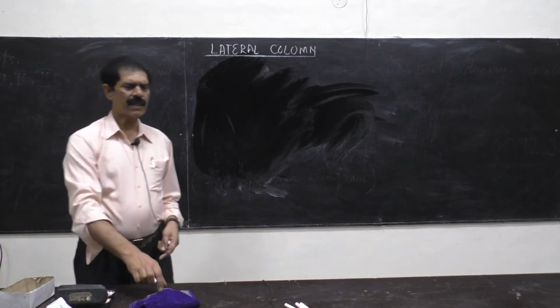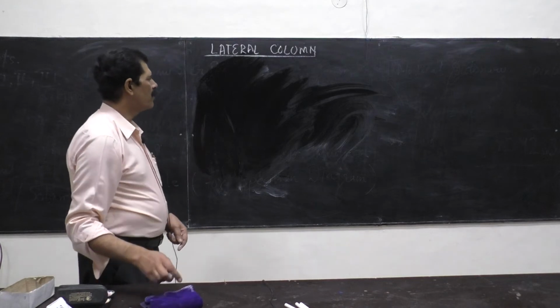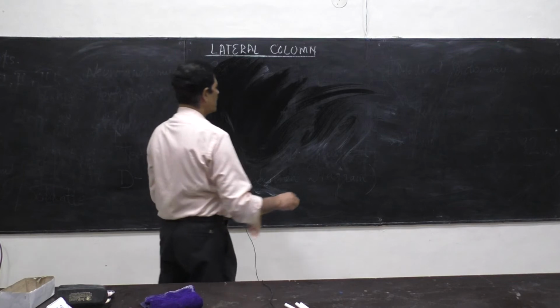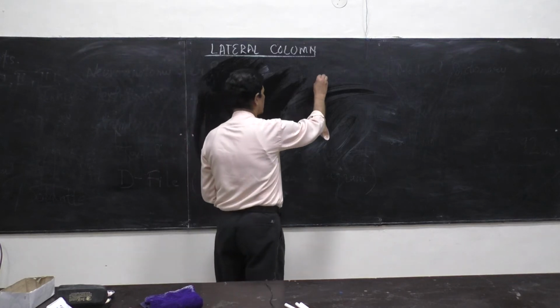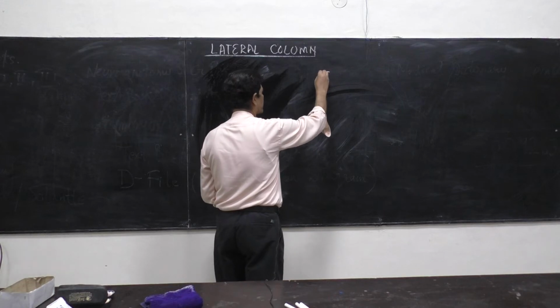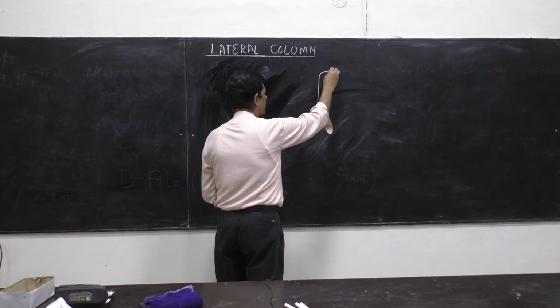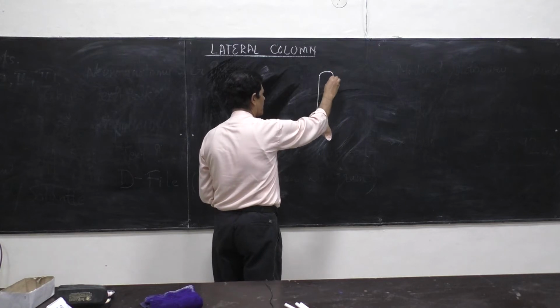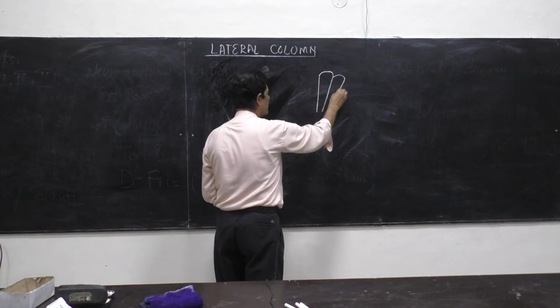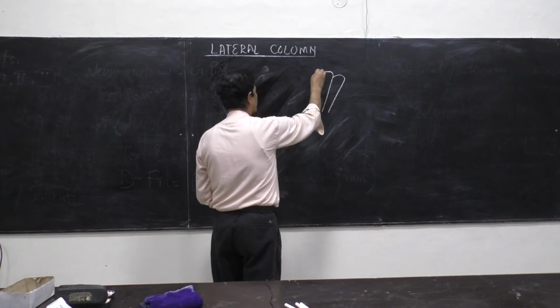Both are present. So first of all we will make the diagram of the spinal cord. As I have already told you, first you make the straight line, that is the posterior median septum, then make the elevation of the fasciculus gracilis, then make the elevation of the fasciculus cuneatus bilaterally.